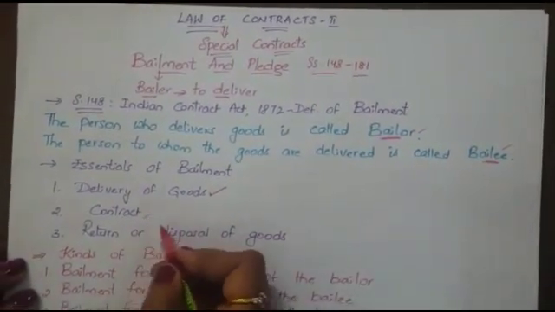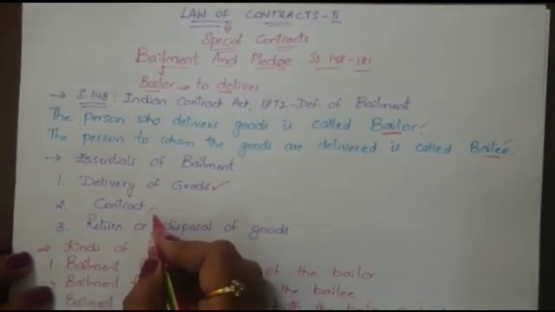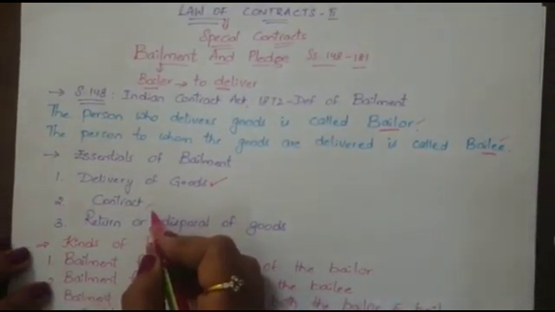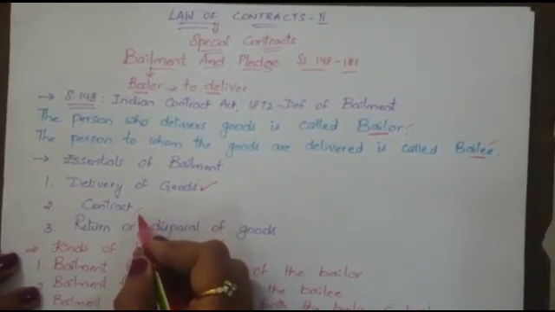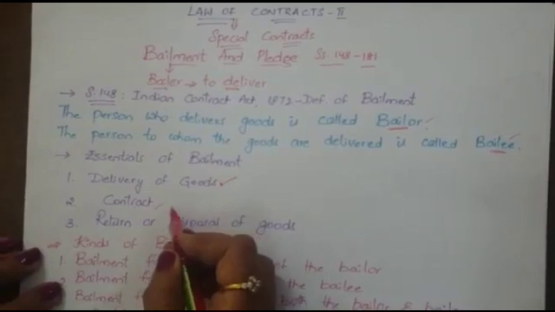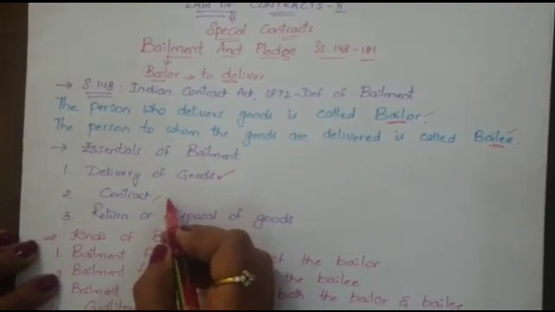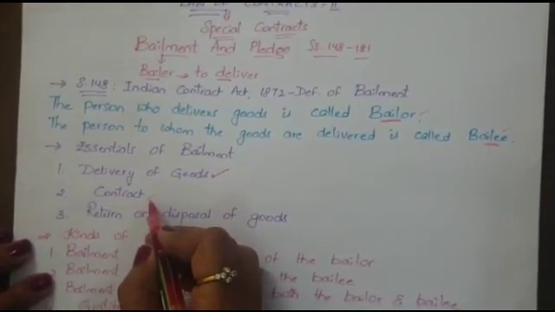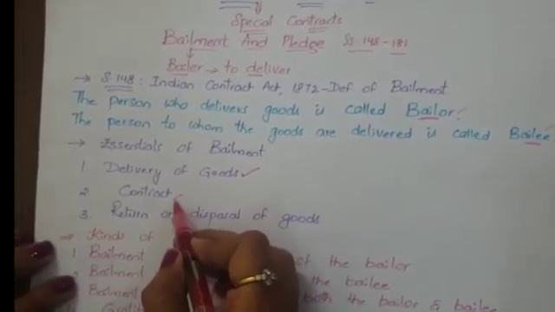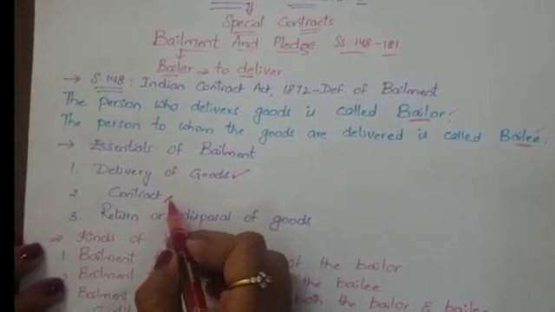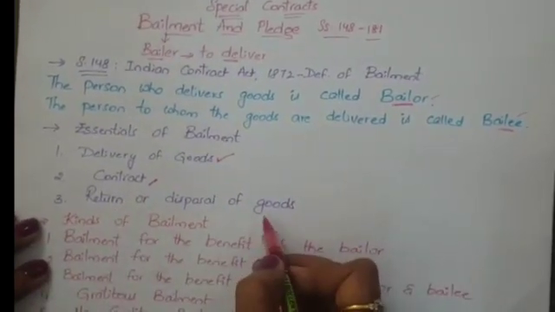Next, contract. There can be no bailment without a contract. Bailment is a contract, and the essentials of a contract under section 10 of the Indian Contract Act 1872 must be fulfilled. That is, free consent, competency of parties, lawful object, etc. are to be satisfied to constitute a bailment. So, without a contract, there is no bailment. To constitute a contract, there must be essential elements which are to be fulfilled under section 10 of the Indian Contract Act 1872.